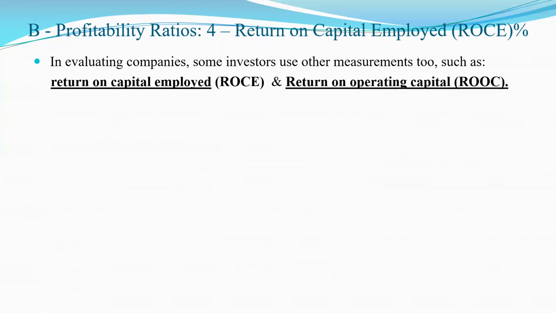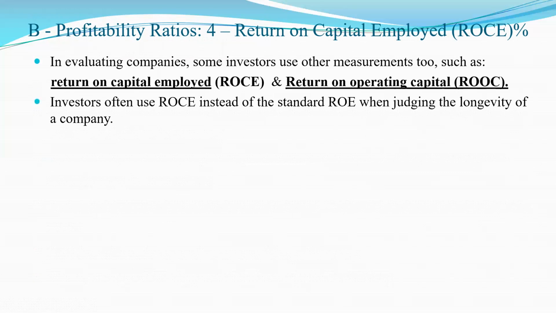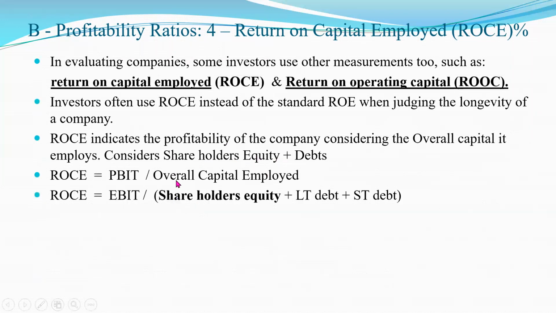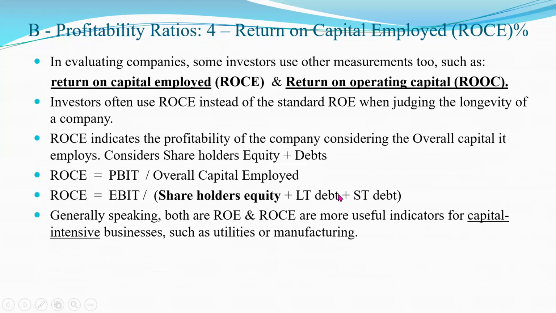So let's see ROCE. What we do in ROCE, we look at the debt of a company. So we see the overall capital employed. That means shareholders' equity plus the debts. So the denominator is now having equity plus long-term debts plus short-term debts. So both are good, ROE and ROCE.